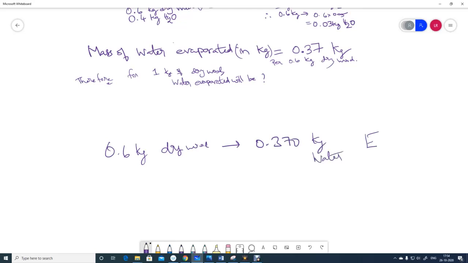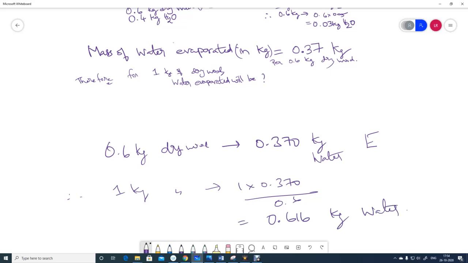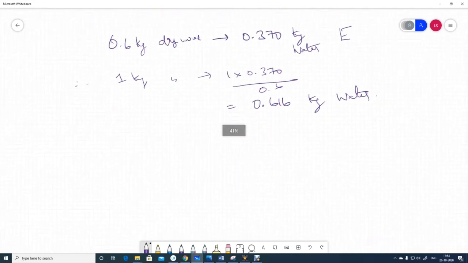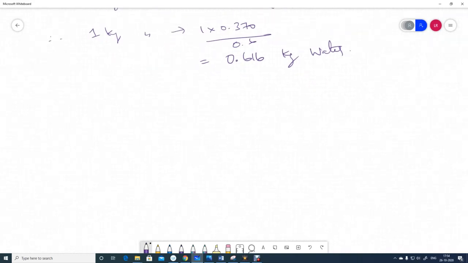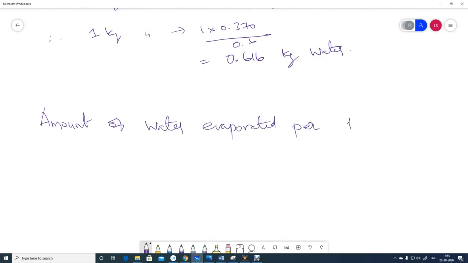Therefore, for 1 kg of dry wood to be processed, 1 into 0.37 divided by 0.6 kg will be the amount of water that is being evaporated. So we get 0.616 kg of water. So that is the required answer. We can write it in a sentence. Amount of water evaporated is 0.616 kg of water per 1 kg of dry wood.